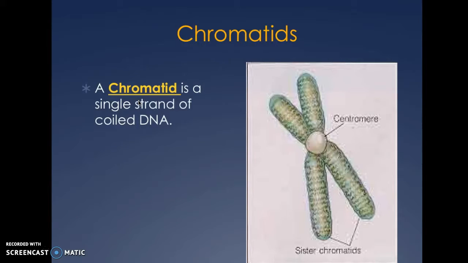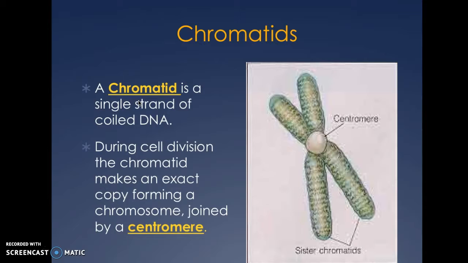Chromatids. A chromatid is a single strand of coiled DNA. During cell division, the chromatid makes an exact copy, forming a chromosome joined by a centromere. So if we shift our attention to this picture here, this here down to here is a chromatid. During cell division, it produces this one right here, up here, an exact copy that needs to be held together, and this is the centromere, which holds it together.